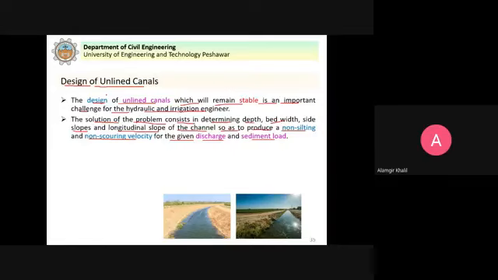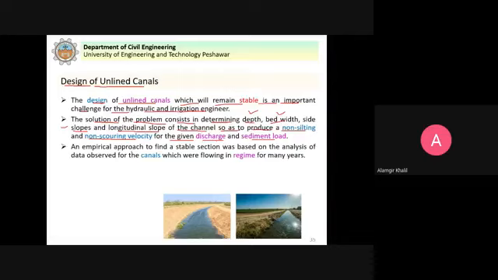The problem solution consists in determining the depth, the bed width, the side slopes, and the longitudinal slope of the channel such that will produce a non-silting and non-scouring velocity for the given discharge and sediment load. So how to do it?